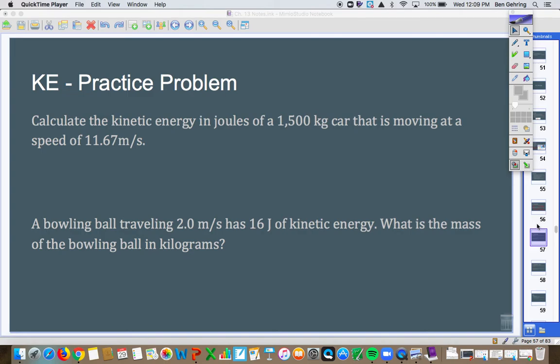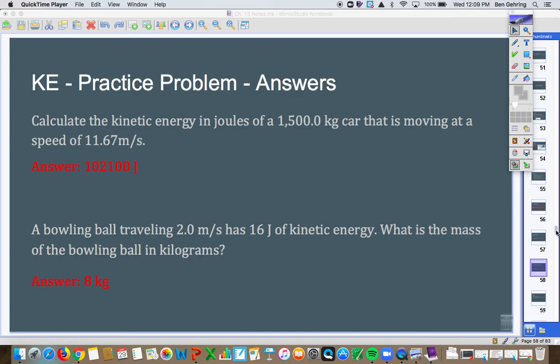And the second one, a bowling ball traveling at 2 meters per second has 16 joules of kinetic energy. What is the mass of the bowling ball in kilograms? So think about what you're solving for and solve that one. Go ahead and pause your screens, work through those, and I'll give you your answers on the next slide.